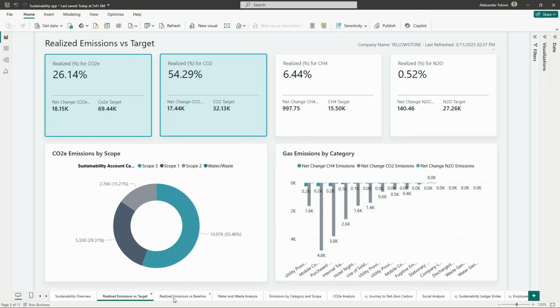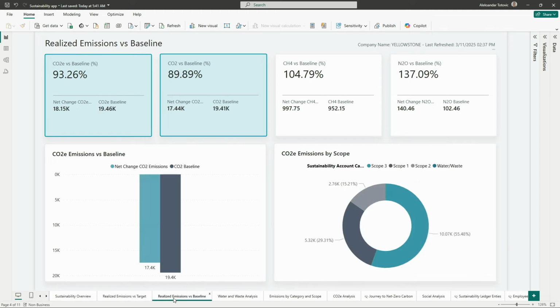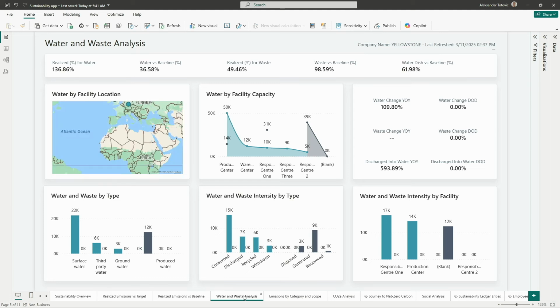Very similar is realized versus baseline, this time. So this is not versus target, now this is versus baseline. Again, carbon equivalent, carbon, methane, nitrogen oxide, and again, emission by scope, emission by baseline. Now we can switch to water and waste analysis.